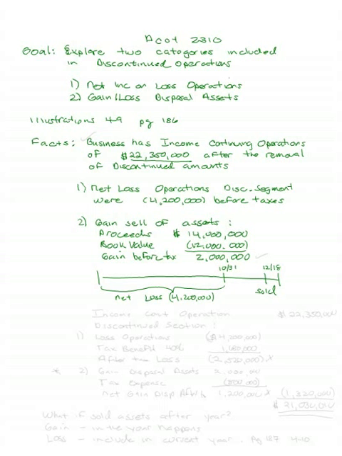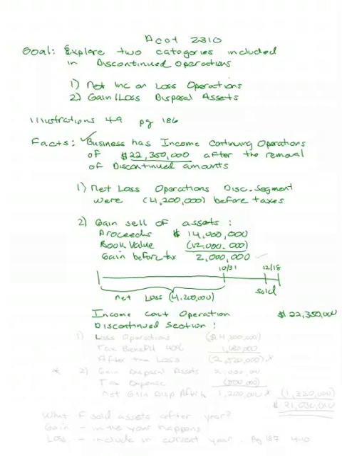Let's show then how this would work together. You would have income from continuing operations. They've already done the revenue, they've already done the expense, and they've already pulled out the discontinued segment in the amount of $22,350,000. I got that number right here. And then we would show our discontinued section. Your author lumps this all into one, and that's fine accounting. I'm going to show it separately so you can have something to compare it to.